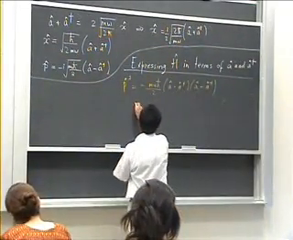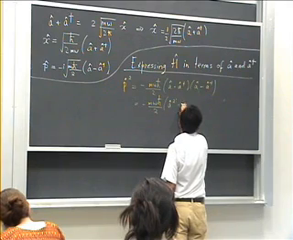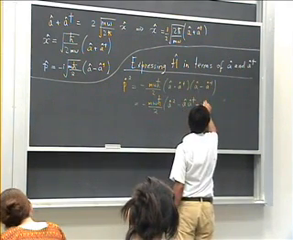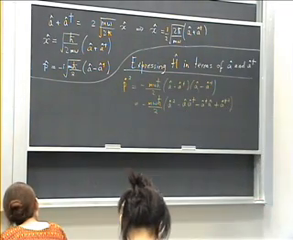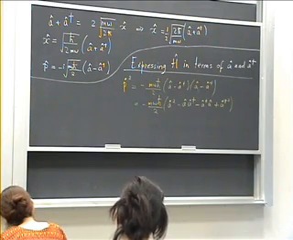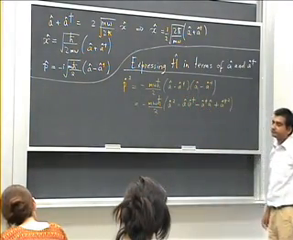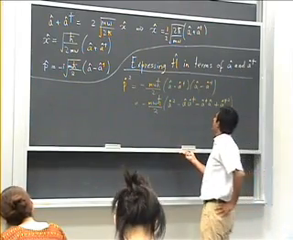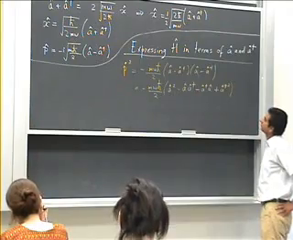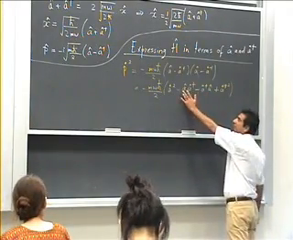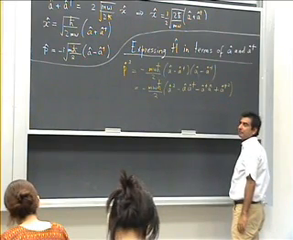Now this becomes minus m omega h bar over 2 times A squared minus A A dagger minus A dagger A plus A dagger squared. Now remember that this thing is not equal to this thing because these operators don't commute. Therefore you have to write an A A dagger term and an A dagger A term.